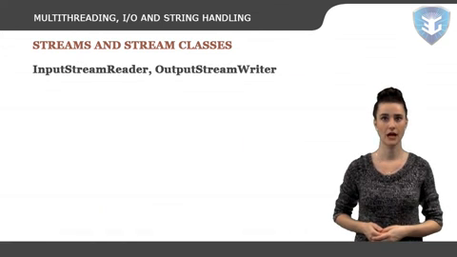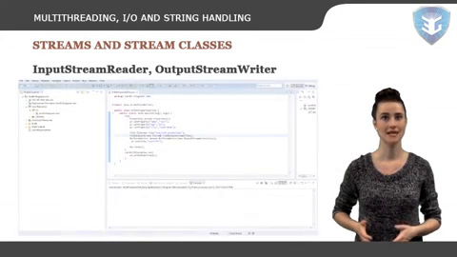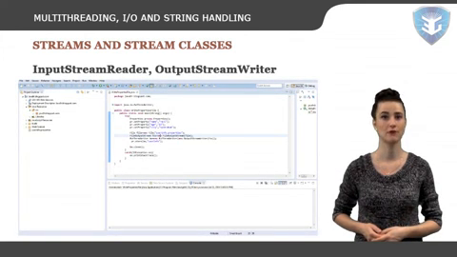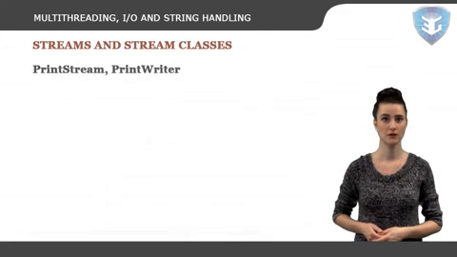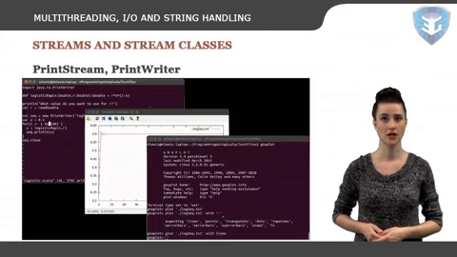Input stream reader, output stream writer: classes that bridge byte and character streams by converting according to a specific character encoding scheme. Print stream, print writer: specialized streams that simplify printing text.